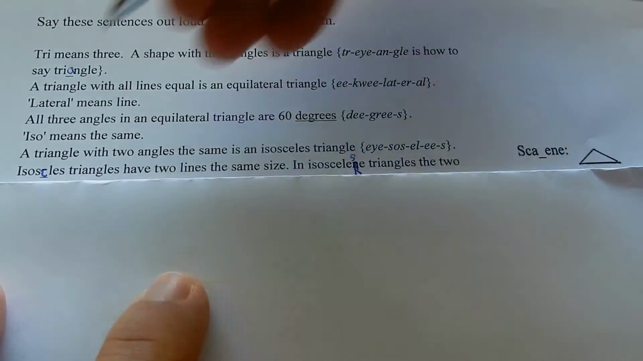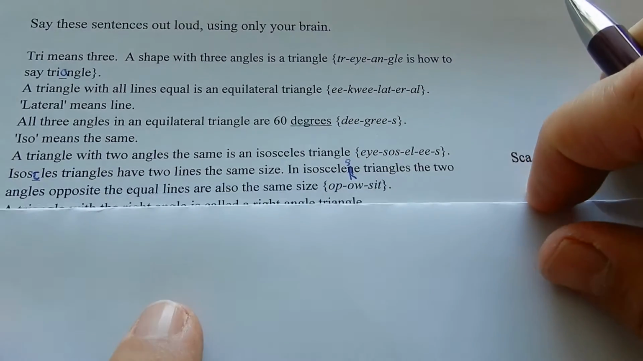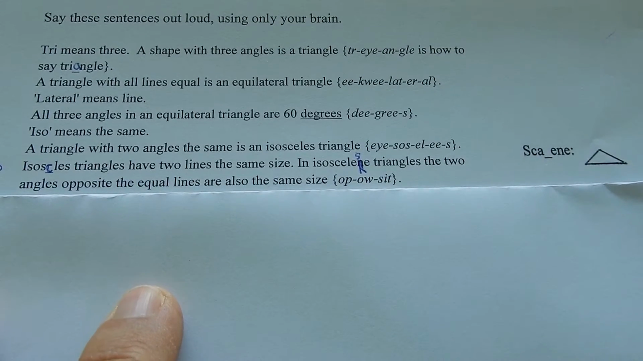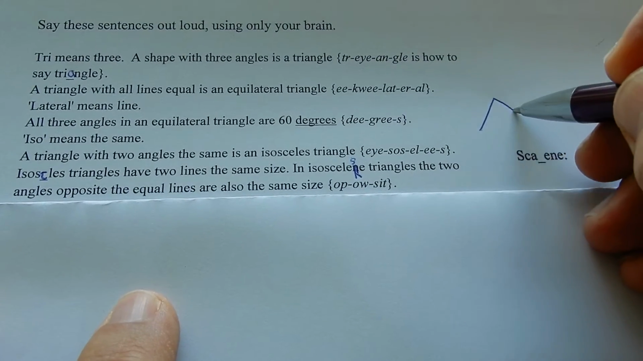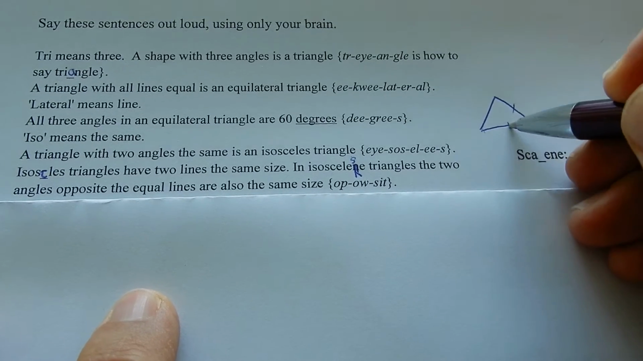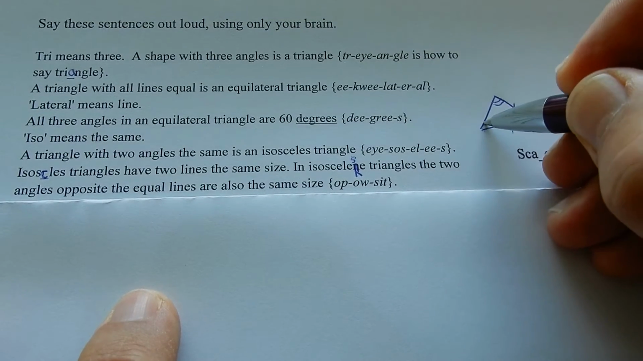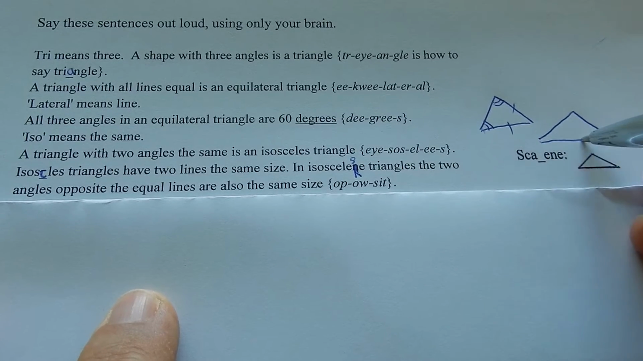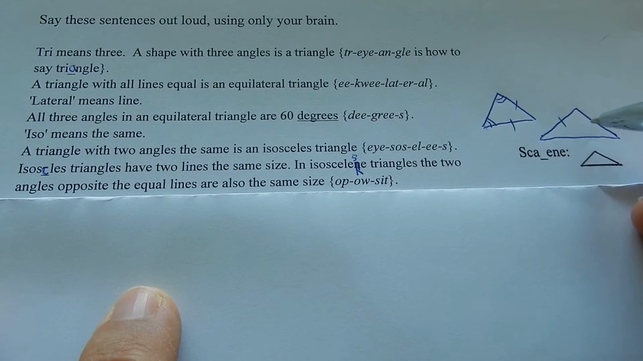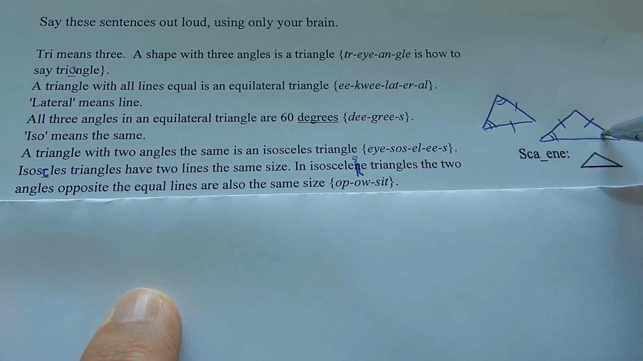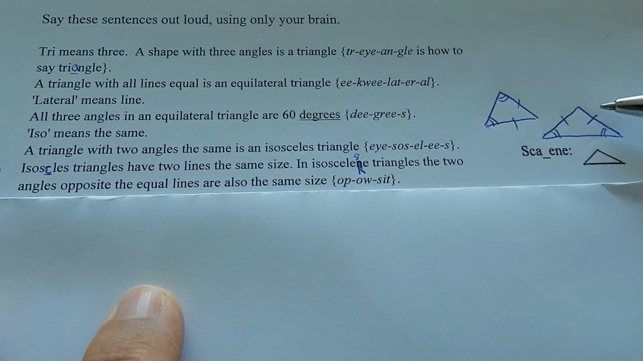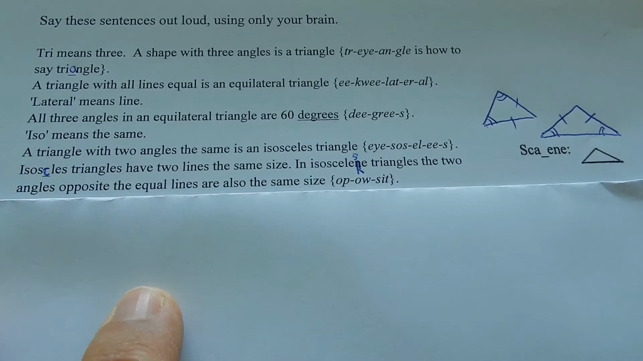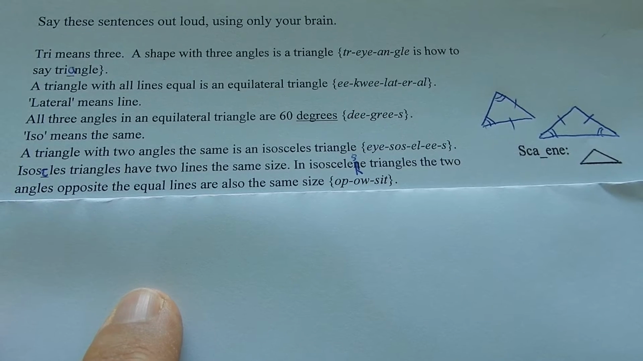In isosceles triangles, the two angles opposite the equal lines are also the same size. When you've got two lines the same size, the angles opposite are the same size. These little dashes mean the lines are the same size, and these little curves, these little arcs, mean that the angles are the same size.